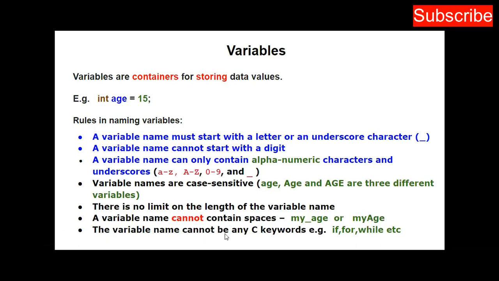And lastly, the variable name cannot be any C keyword. There are some reserved words in C programming that we call C keywords. The designers of the C programming language have used them already as keywords. So you cannot use those same words as your variable name. For example, if, for, while, etc. You cannot use these words as variable names because they are already reserved. They are already C reserved keywords.